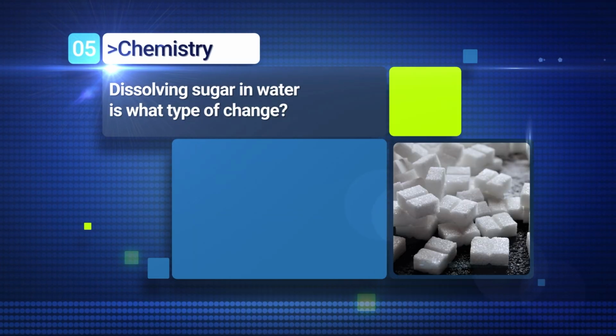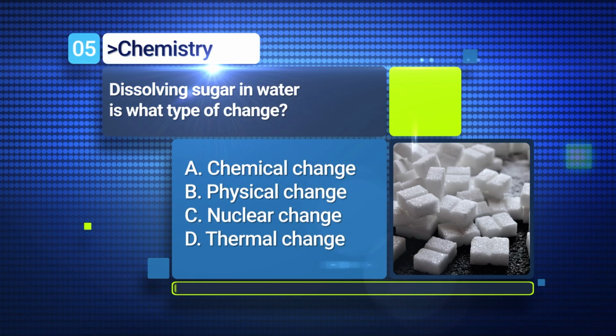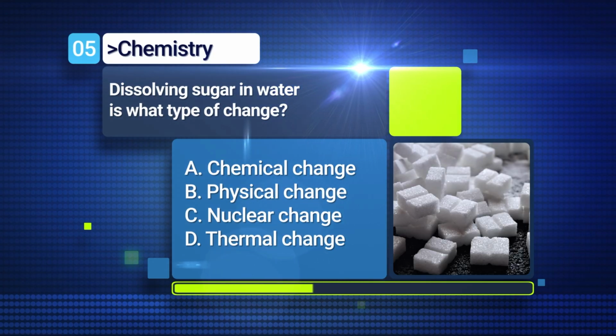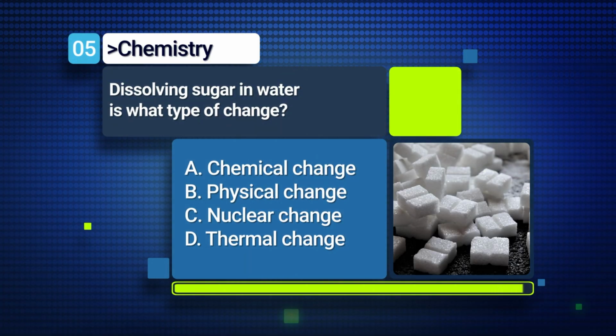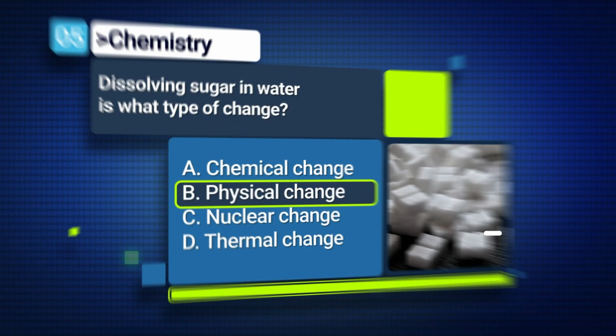Question 5. Which type of change is dissolving sugar in water? A. Chemical change. B. Physical change. C. Nuclear change. Or D. Thermal change. The answer is B. Physical change.